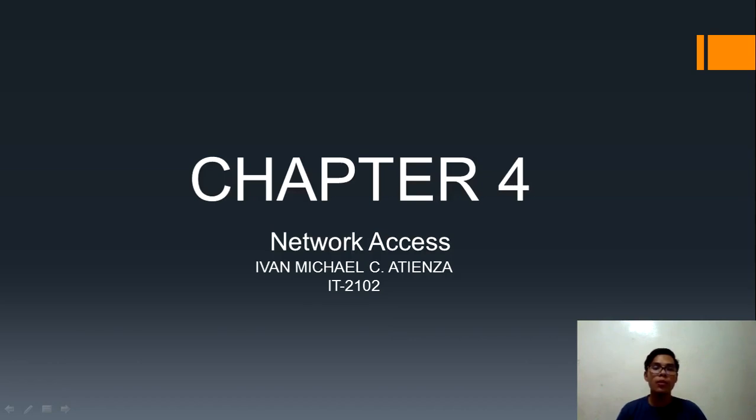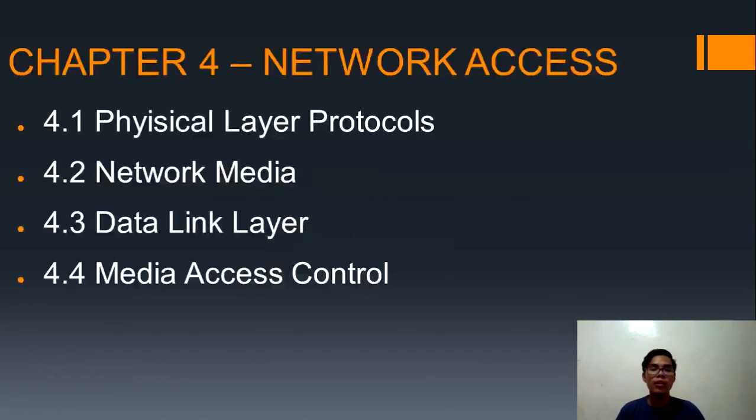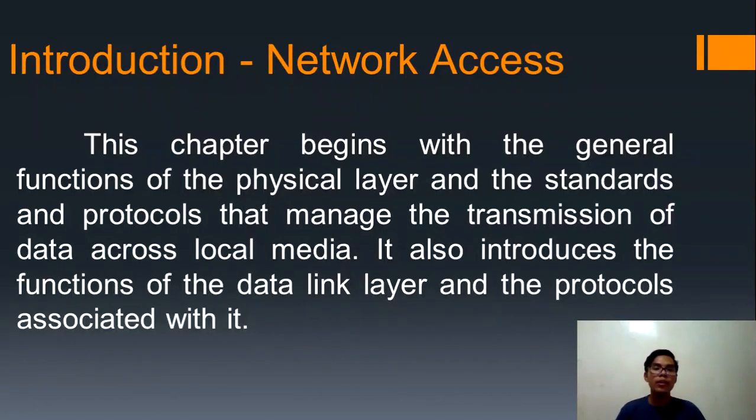For this video, I'll be doing the Chapter 4 summary in CCNA Routing and Switching 1. The title of this chapter is Network Access. So let's start. Chapter 4, Network Access: 4.1, Physical Layer Protocols; 4.2, Network Media; 4.3, Data Link Layer; 4.4, Media Access Control.